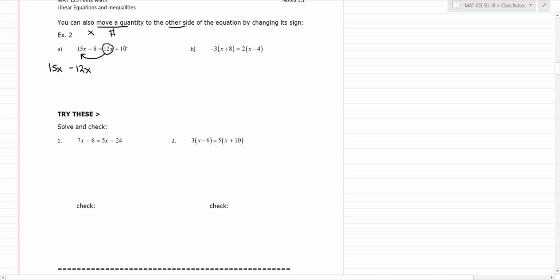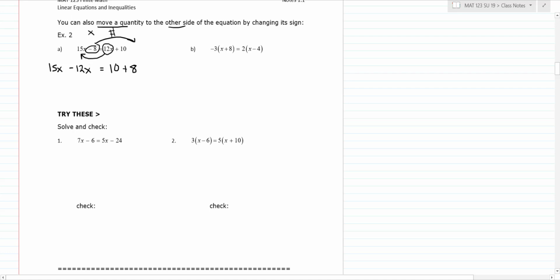Okay. Then what I'm going to do is take the minus 8 and move it over here. So I leave the 10 where it is, and that's a positive number. And then when I move the minus 8, it becomes plus 8. Okay, this is a way to kind of speed up the process of solving an equation. So if you move a quantity to the other side, then it just changes the sign.